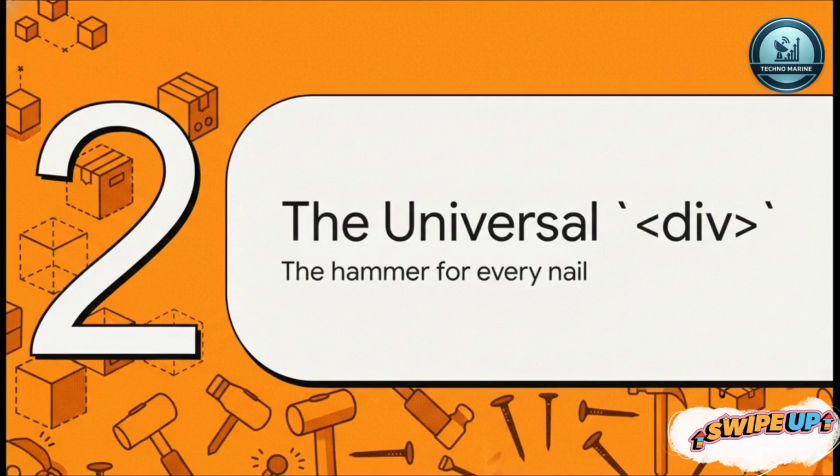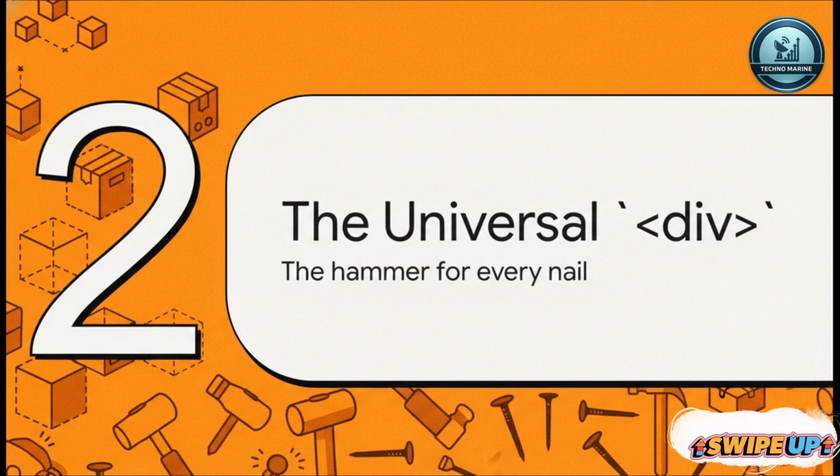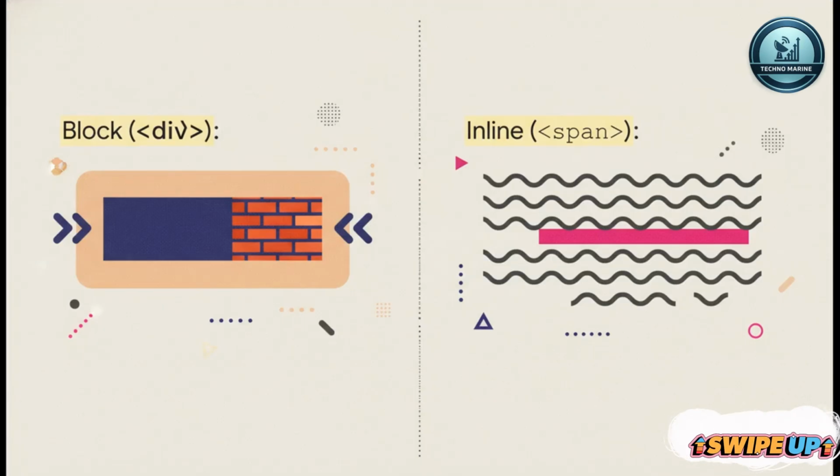So, if everything on the web is a box, what's the most common tool we use to make all these boxes? Well, for a long time, the answer has been the good old div tag. It's the developer's universal hammer. If you need to build something, you grab a div. And this right here shows you exactly why it's so popular.